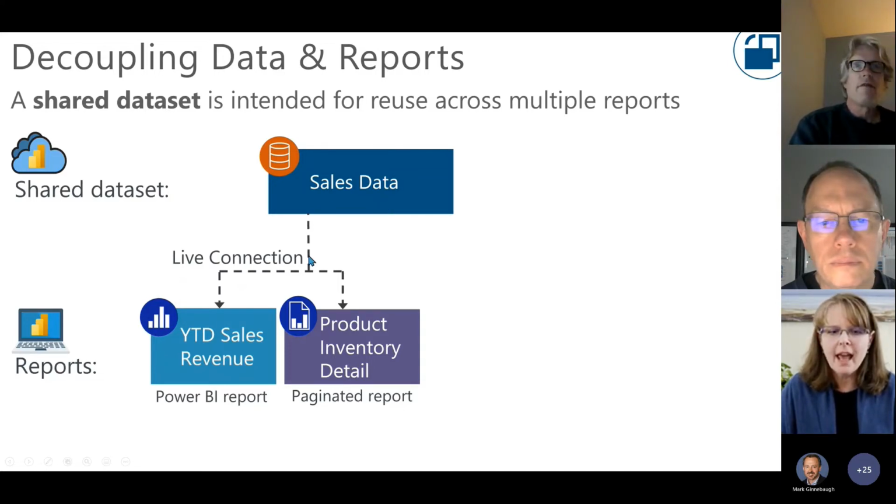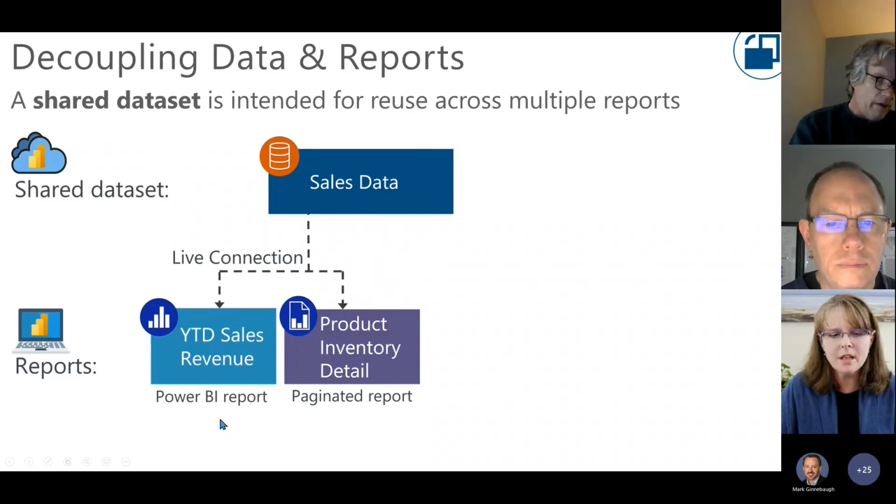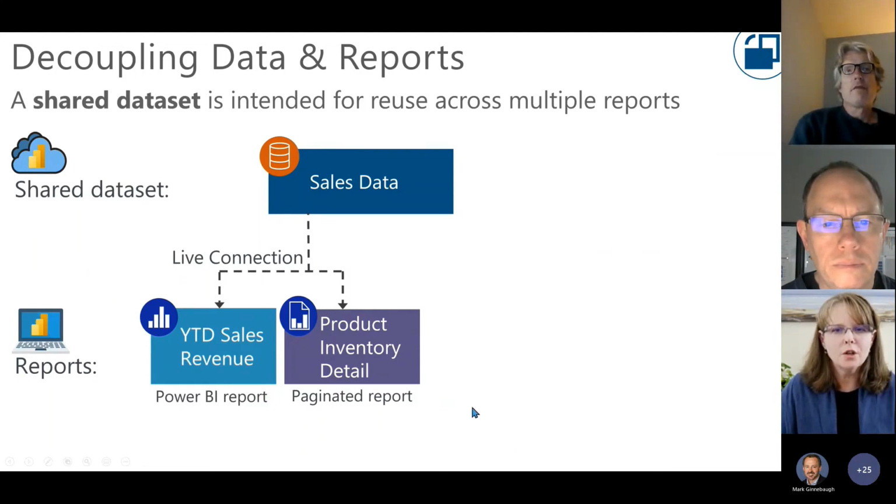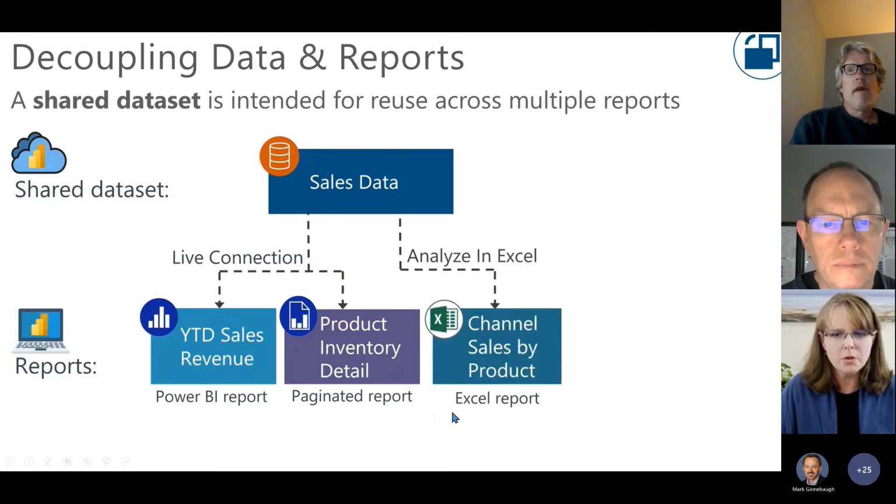So when we're decoupling, where we really want to be is, let's say we've got this sales data shared data set, and here, let's say I've got a live connection to multiple reports. Here I'm showing one Power BI report and one paginated report. So we're doing a live connection. We're not duplicating the data again just because we need a new kind of report. We can do the same thing when we're connecting via Excel. Same thing conceptually, we just call it something a little bit different.